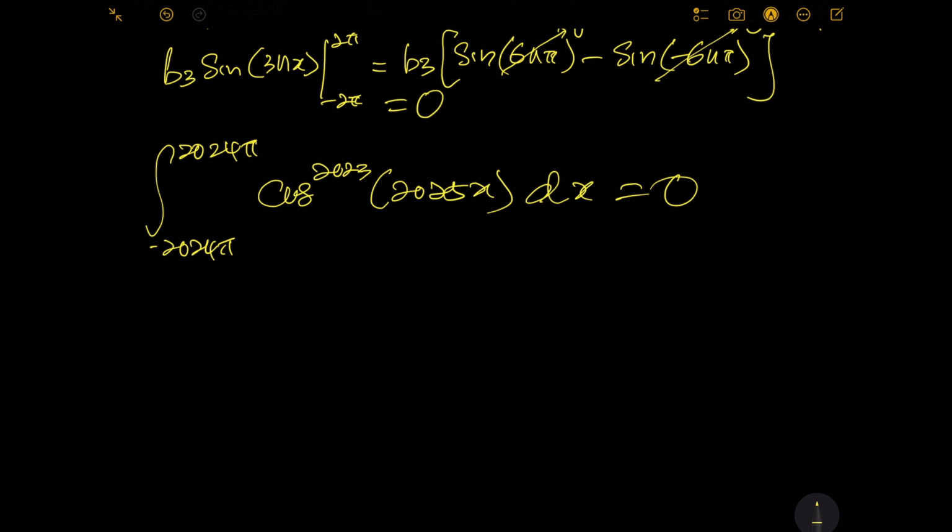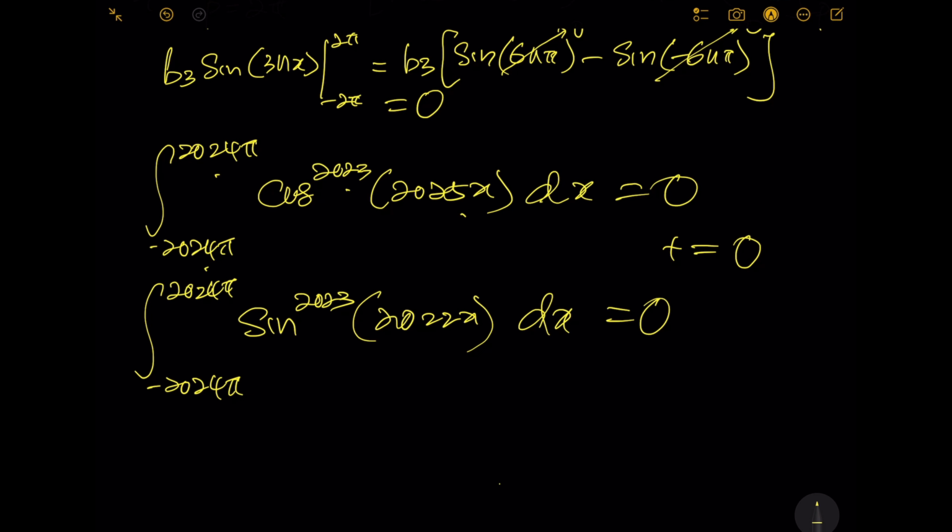So we can conclude that the second part of our question also equals 0, because 2023 is an odd number, 2025 is an integer, and 2024 pi is an integer multiplied by pi. Since both parts are 0, we have proven that the question has an answer equal to 0.